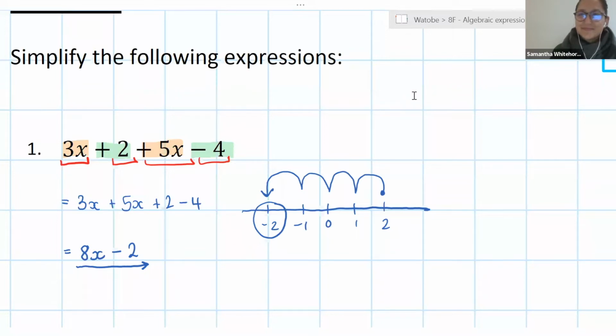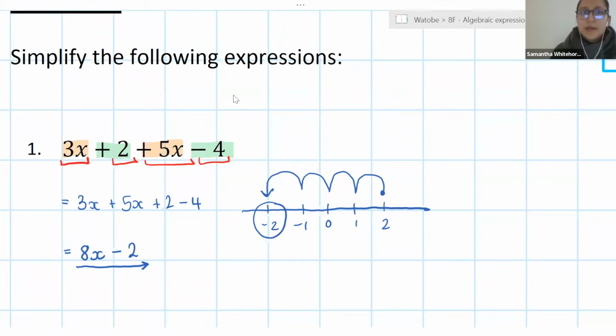Ma'am, I wanted to ask, by the second, when it was 3x plus 5x plus 2 minus 4, how were you able to get the answer 8x minus 2? Because 3x plus 5x is 8x, but then what happened to the 2 minus 4?